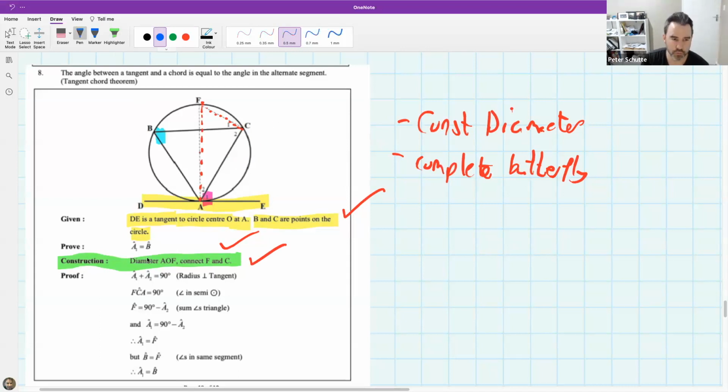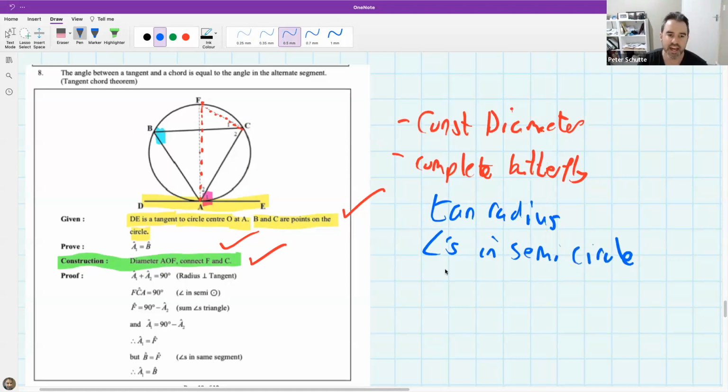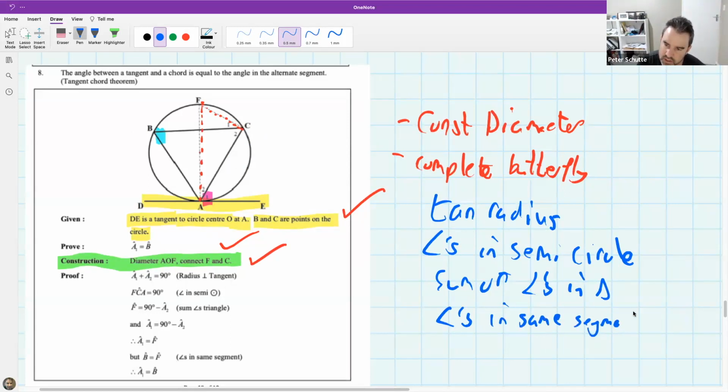Now, how does the proof work? There's no congruency in this one, but it does use a couple of different theorems. The one theorem it uses is the tan radius. The other theorem it uses is angles in semicircle. And then sum of angles in triangle. And then it also uses angles in same segment. So it uses quite a lot of theorems to help it prove this one.